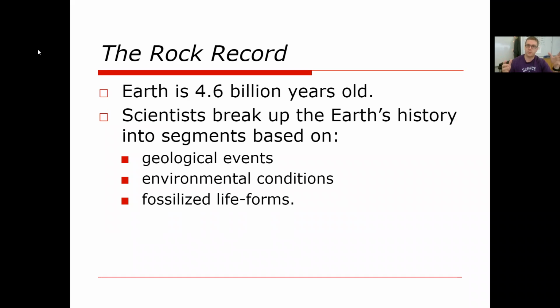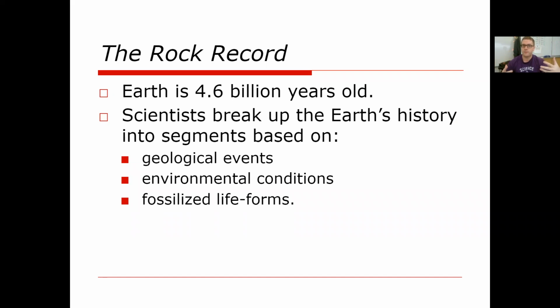So we got to start with the rock record. How old is the Earth? The Earth is 4.6 billion, with a B, billion years old. And that's a really long period of time. And because it's such a long period of time, it presents scientists with a problem. How do I effectively study that really long period of time? You can't sit down and say, I'm going to study 4.6 billion years worth of time.